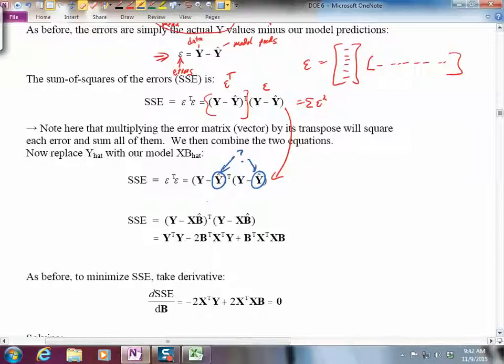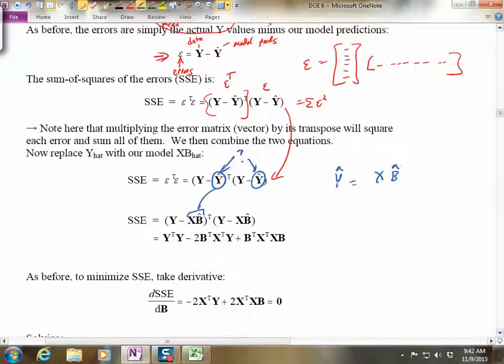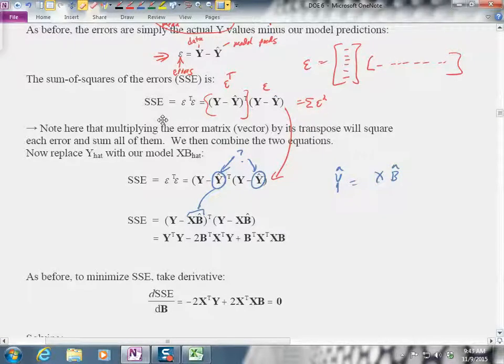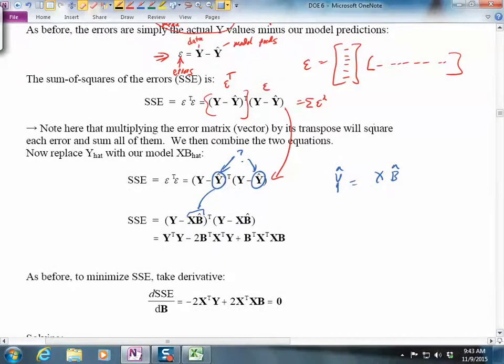So our model is always x times b. So x is all the experiments we did, b is all those coefficients, and that gives us our model.